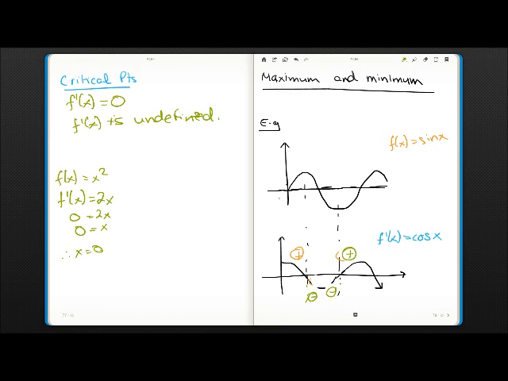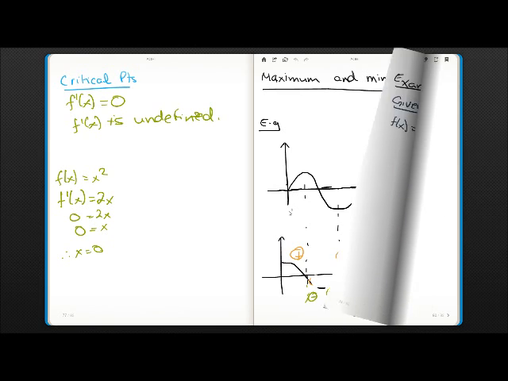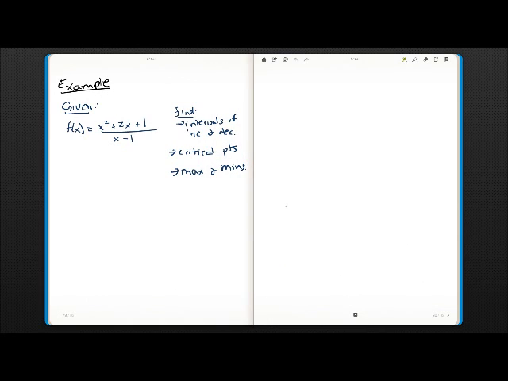And that's not always the case, because if you have a rational function that has an asymptote, it's not always going to be a local max or min. It can also be neither of those. So keep that in mind. That's pretty much it about the first derivative.